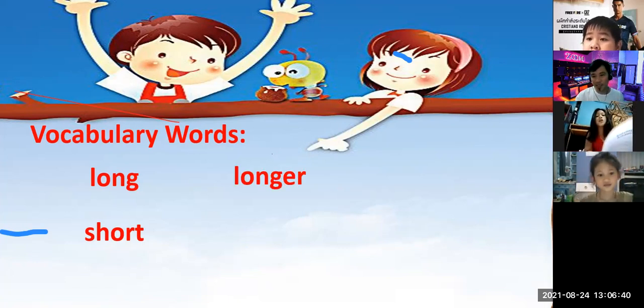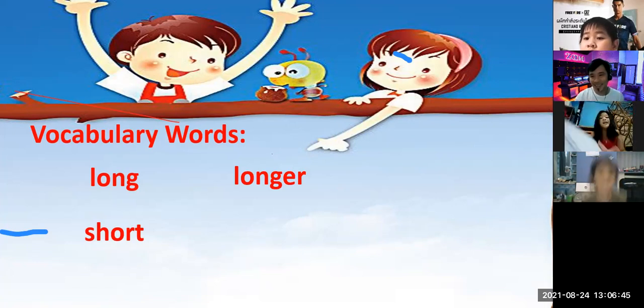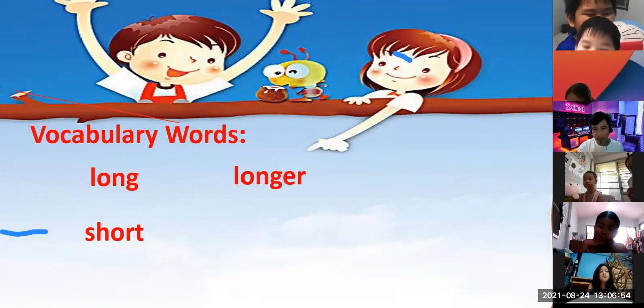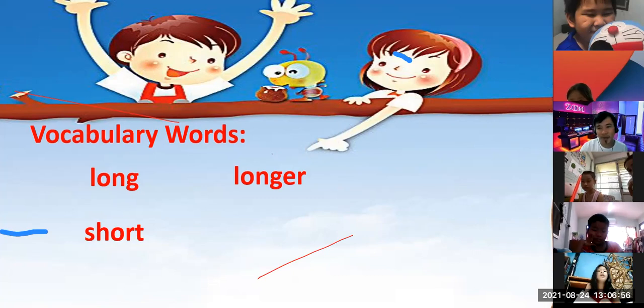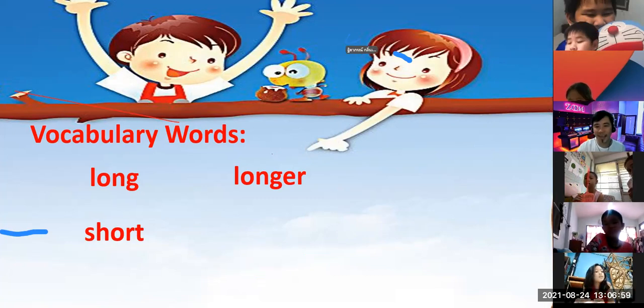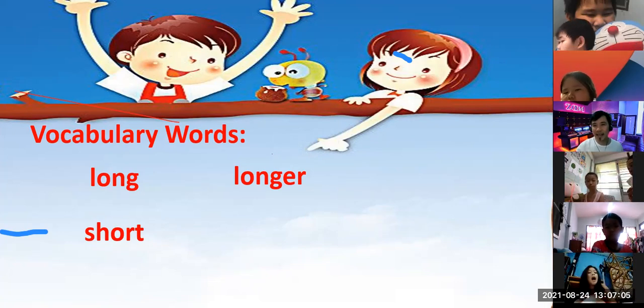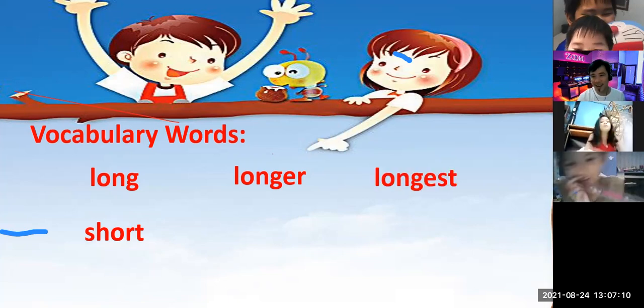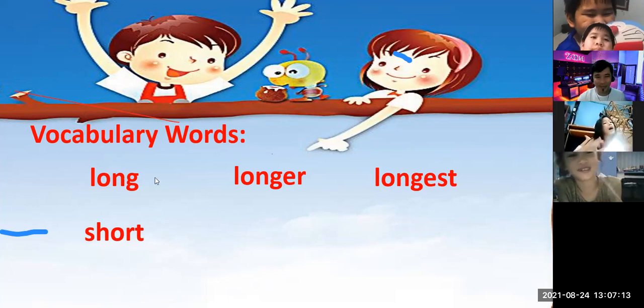And how about this word? What is this word? Longer. Okay, longer. So we can use the word longer, for example, Ploy has longer hair than Alinta. How about this word? Longest. Very good. The first word we have here is long, and then longer, and then longest.